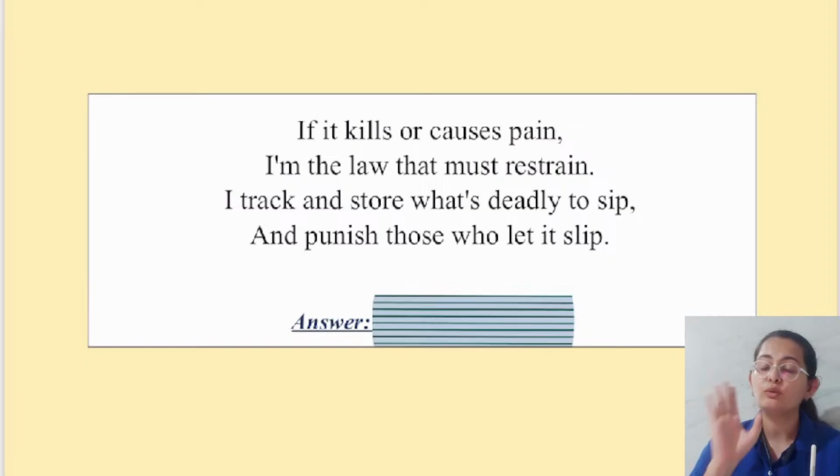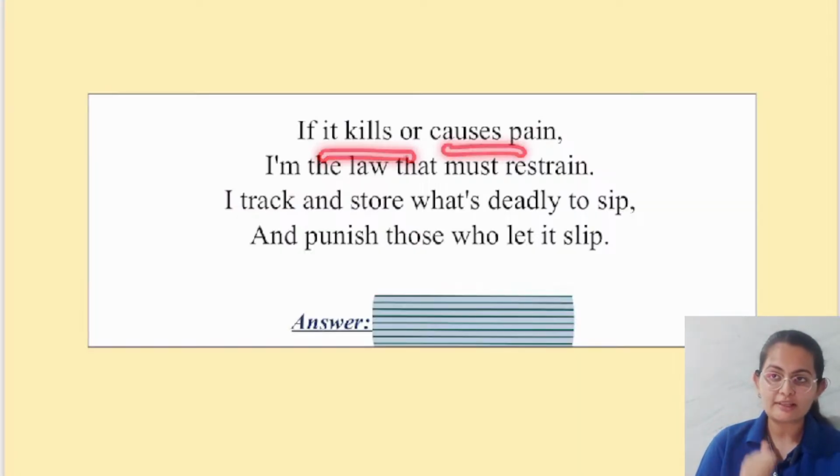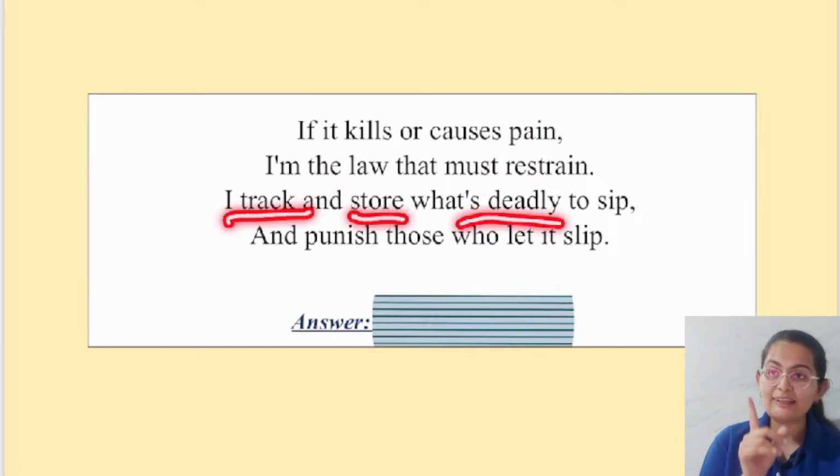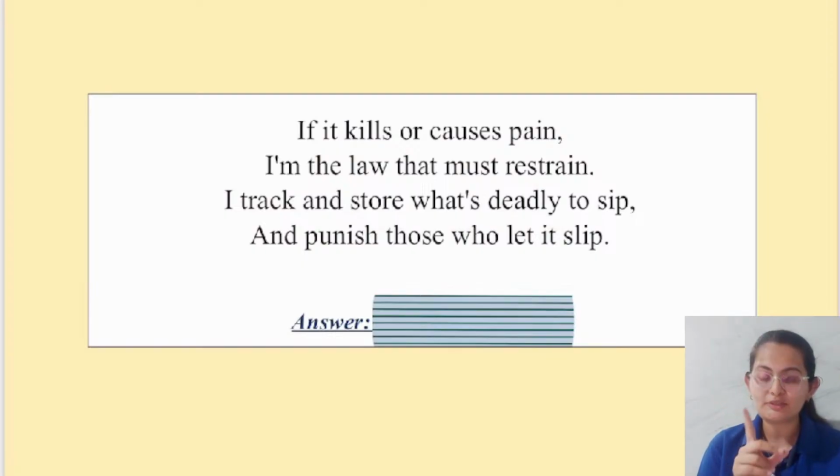The first riddle is telling you: if it kills or causes pain, I am the law that must restrain. If it kills or causes pain, I am the law that must restrain. I track and store what is deadly to sip, and punish those who let it slip. A very interesting riddle. Based on this, you can very well guess what it is talking about. It is talking about some substances, or some act which controls a substance which is very deadly or which has a killing perspective.